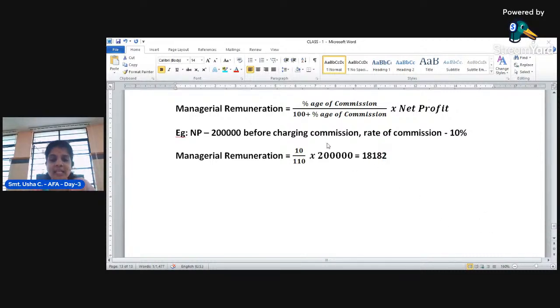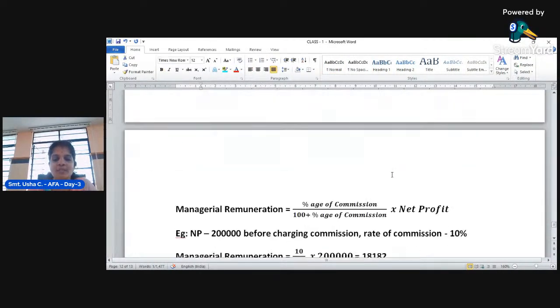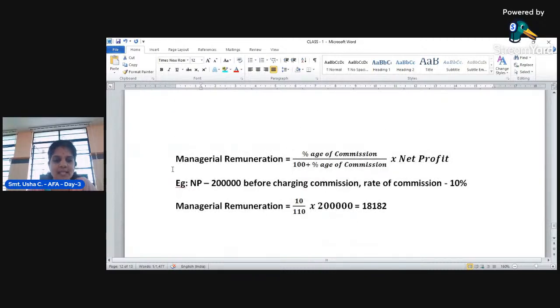Like this. If in case they said the commission is before charging such commission, then you can do the same before charging such commission.